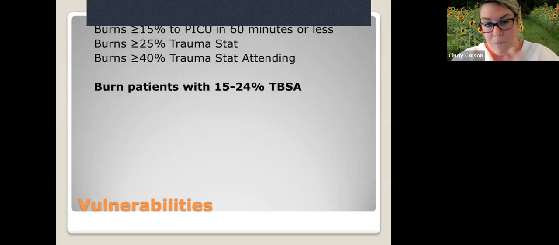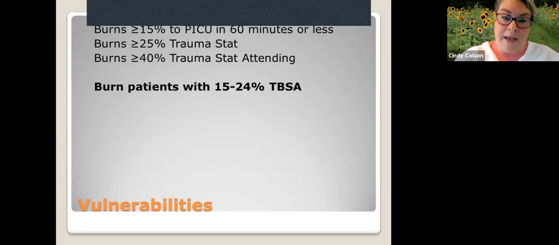Now, a few years ago, we used to have our trauma stat criteria for burn patients at 15%. However, we had such a problem with the overestimation of burn sizes that we were getting traumas called left and right because we were getting information from the field saying we had these gigantic burns.